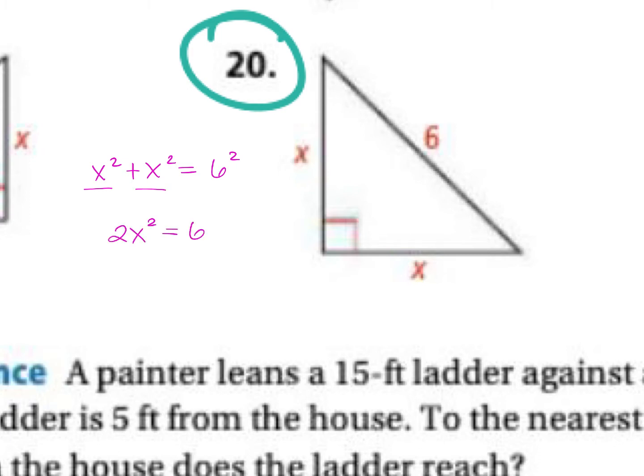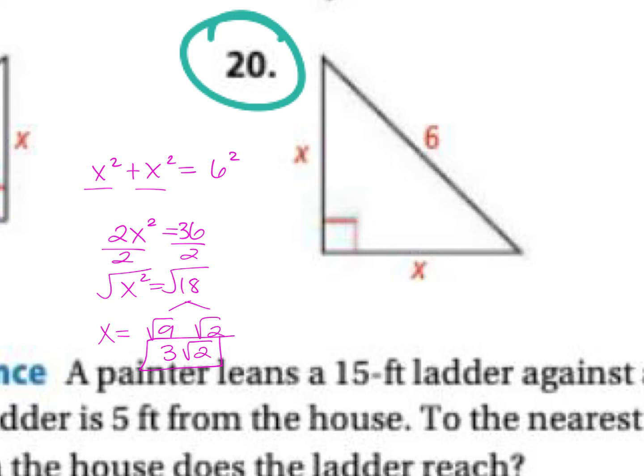It's like saying an apple plus an apple is 2 apples, right? 2x squared equals 36. Divide by 2. So x squared is 18. And then you can break it into simplest radical form. What is that in simplest radical form? Right, rad 9 and rad 2 would be 3 rad 2. Okay.